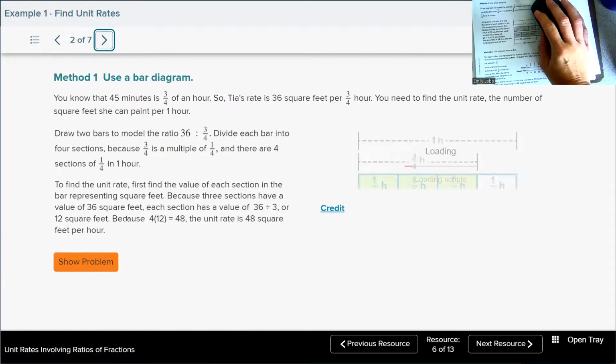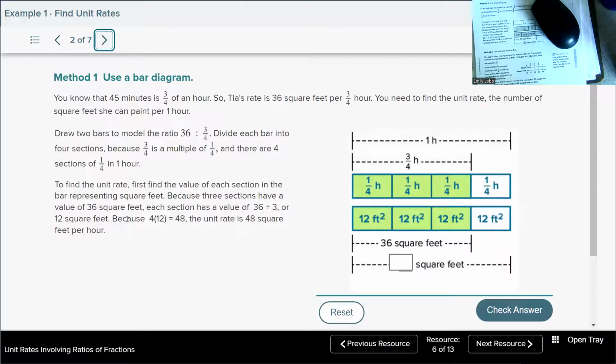Okay. So method 1, we can use a bar diagram. So you know that 45 minutes is 3/4 of an hour. So Tia's rate is 36 square feet per 3/4 hour. So you need to find the unit rate, the number of square feet she can paint per hour. So we can draw 2 bars to model the ratio 36 to 3/4.